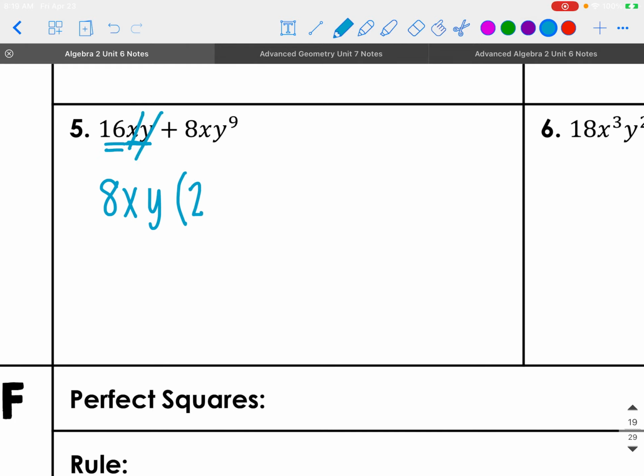Okay, if I divide 16 by 8, we get 2. And then I took all of his x's and all of his y's. Plus 8 divided by 8 is 1. I took his x's, but he still has 8 y's left.